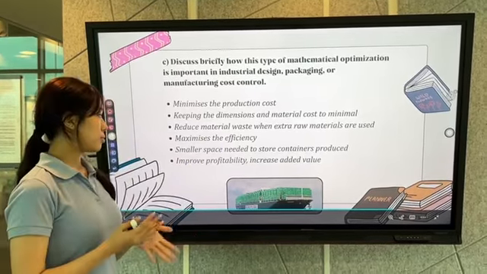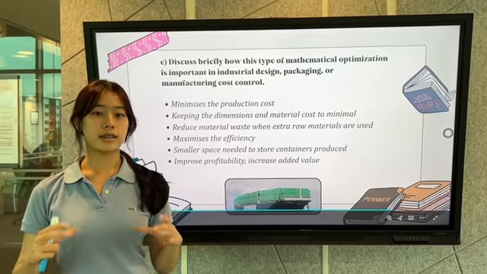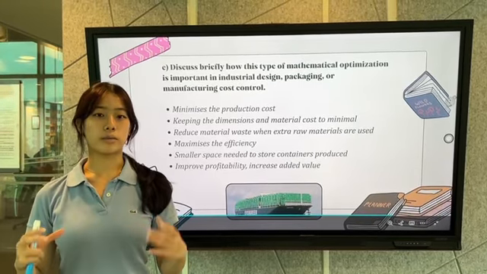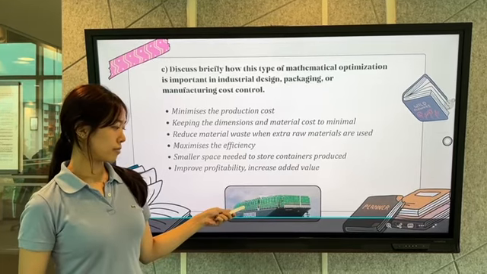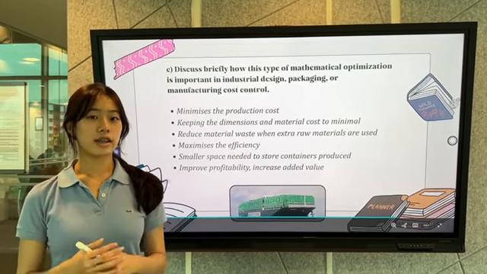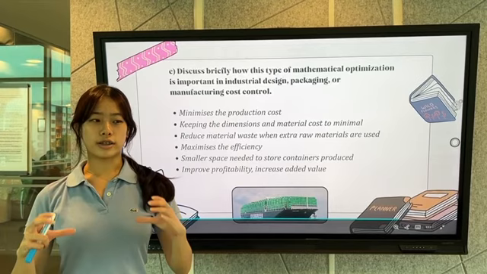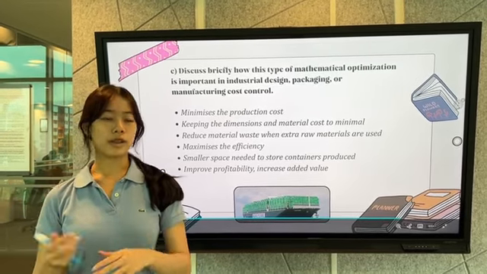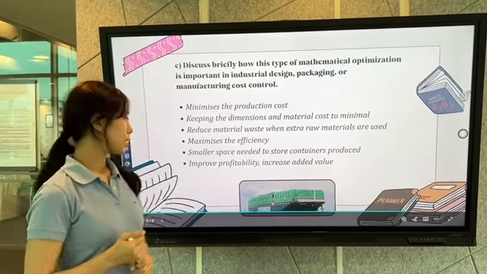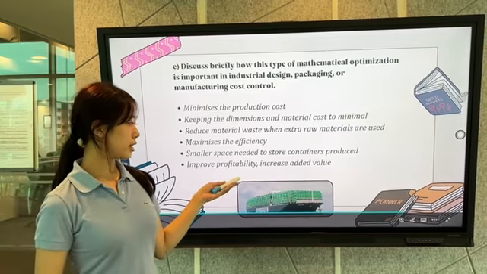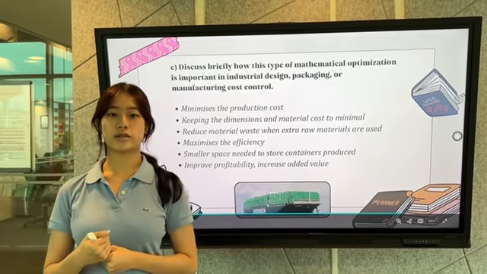Why do I say that? It's because a smaller space is only needed to store the containers that are produced. For example, these shipping containers. More containers can be delivered in these ships as the containers are kept to a minimal size. This also improves the profitability and increases the added value of these storing industries.